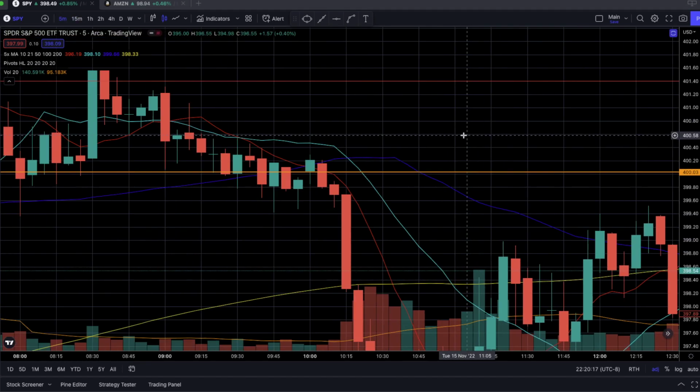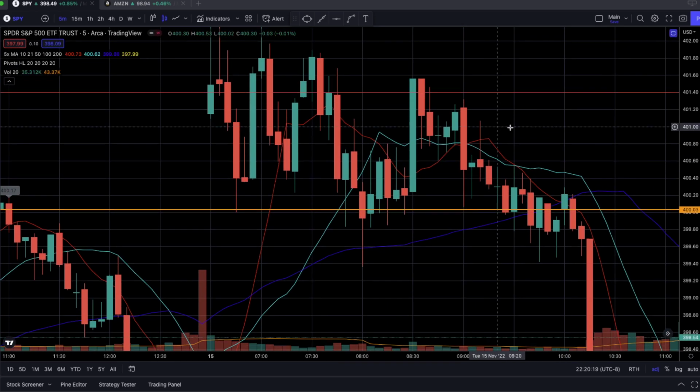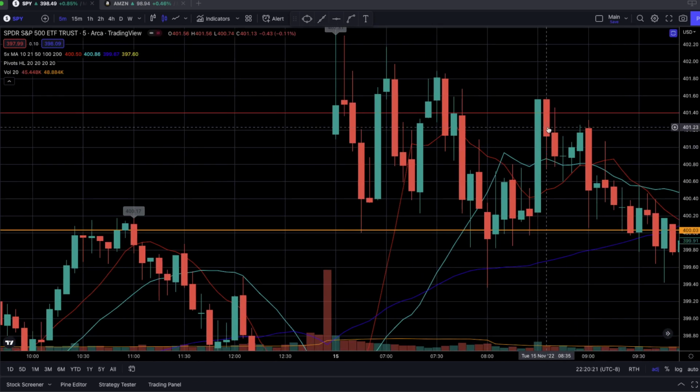If you go back to the 5-minute time frame, I got out on this candlestick. I got out right over in this area right here, somewhere around 401.30. That's what I remember.